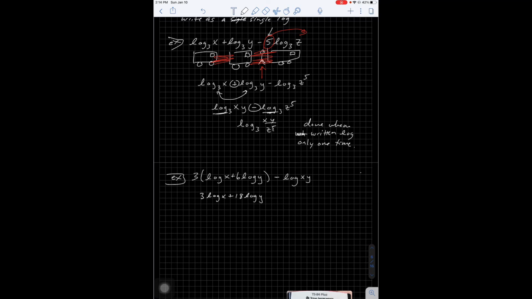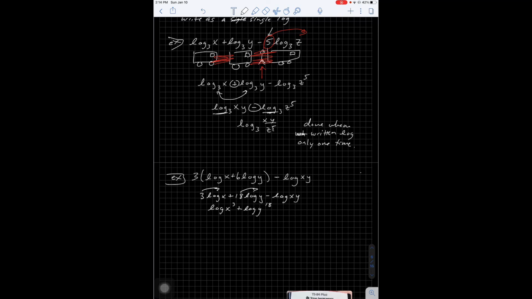And when you distribute, then you drop your parentheses. Then I'm getting my people out of the way because I'm getting ready to crash cars. Okay, so I'm pulling the 3 up and the 18 up. So I get log x to the 3rd, log y to the 18th.